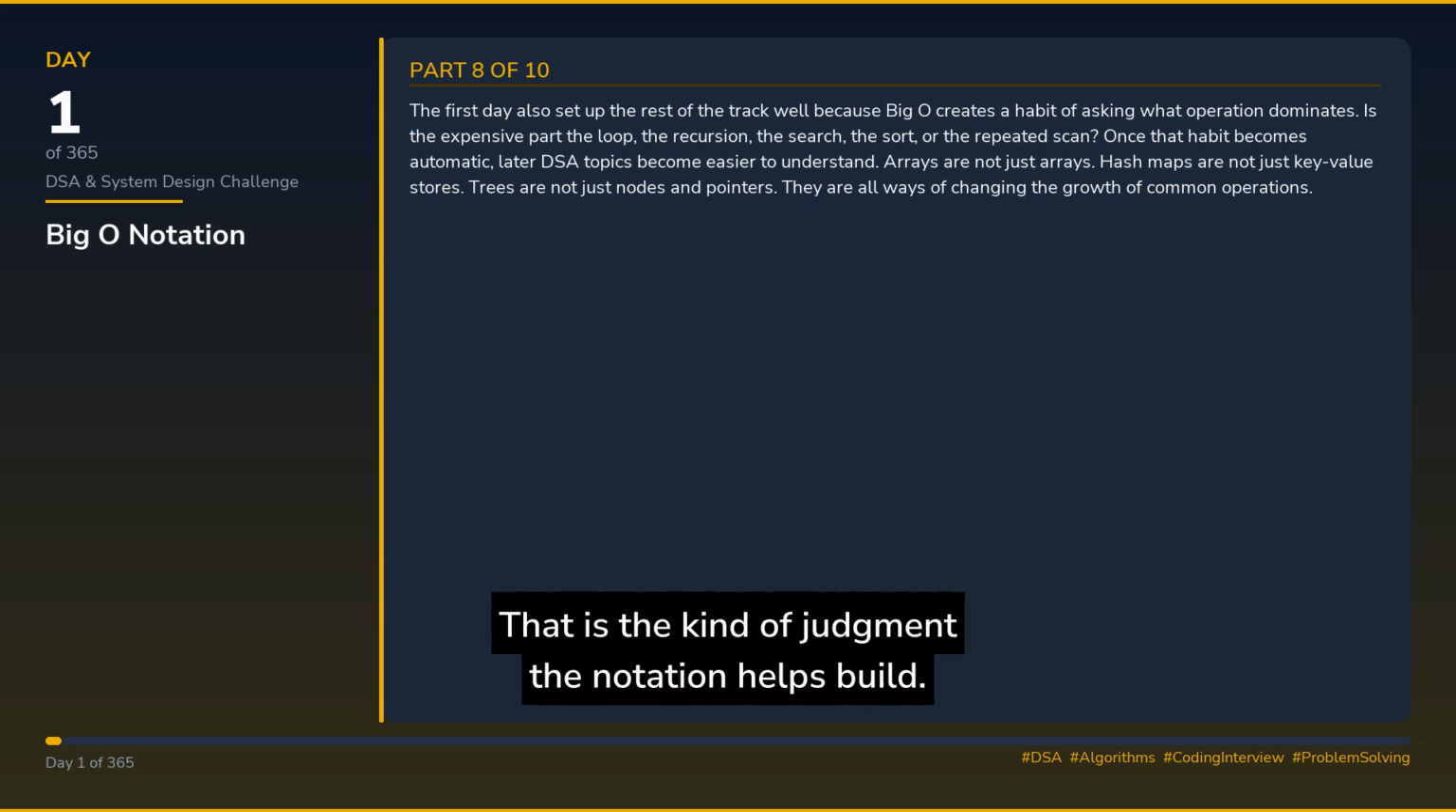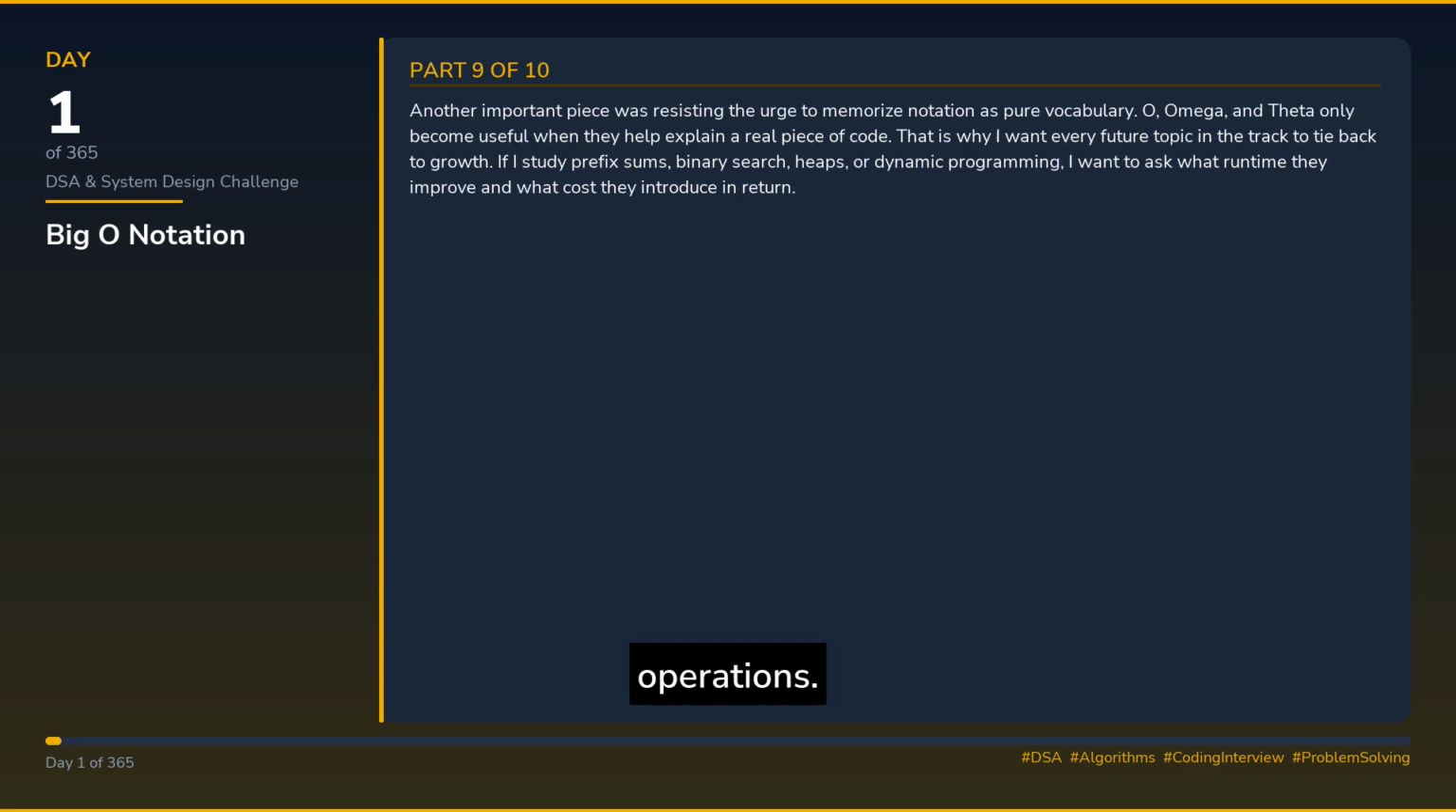The first day also set up the rest of the track well, because Big O creates a habit of asking what operation dominates. Is the expensive part the loop, the recursion, the search, the sort, or the repeated scan? Once that habit becomes automatic, later DSA topics become easier to understand. Arrays are not just arrays. Hash maps are not just key value stores. Trees are not just nodes and pointers. They are all ways of changing the growth of common operations.